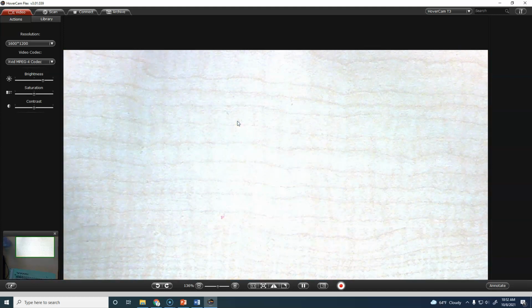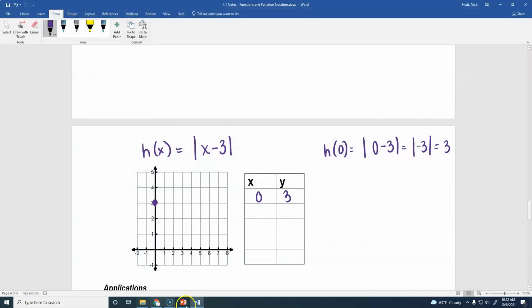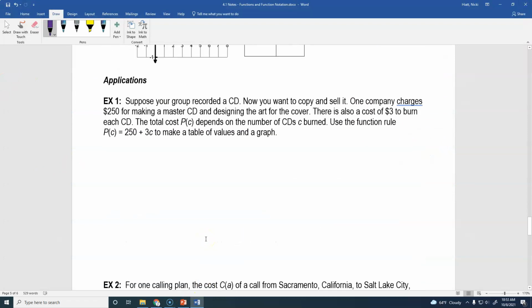So, let's continue on. We've got some more things we need to do here. We're looking at some word problems where they give us functions. These problems look really difficult, but they're usually actually very easy to figure out because they're usually just asking you to plug in a number.